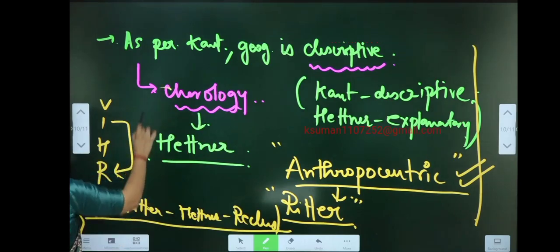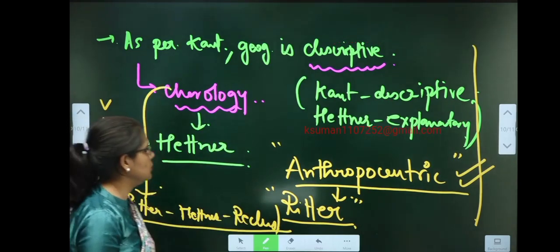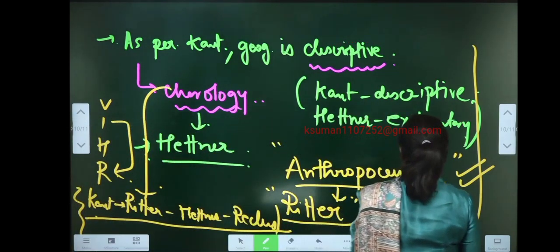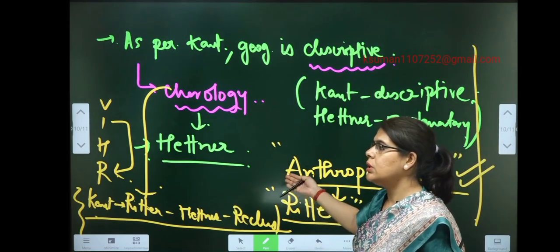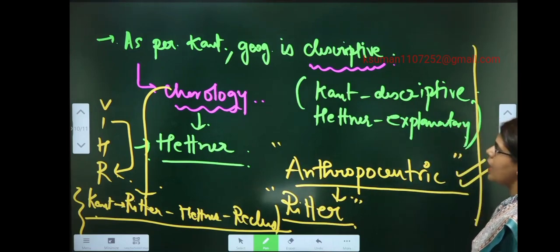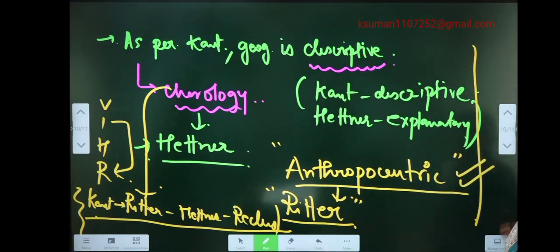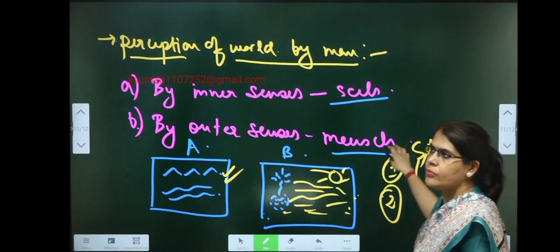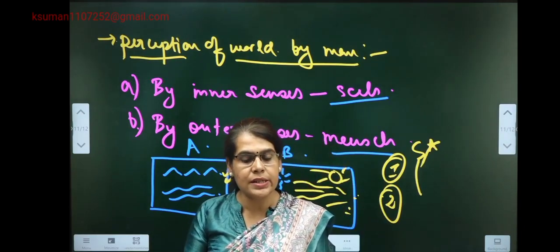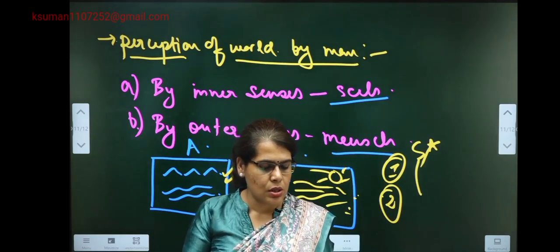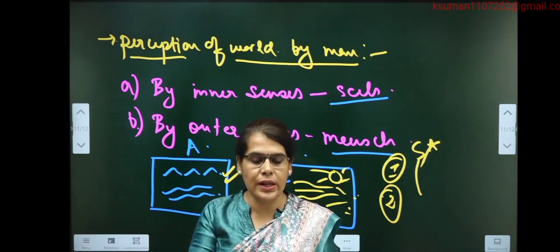This is with respect to chorology. So names of these thinkers must be included whenever there is a question around these concepts. So Kant, Ritter, Hettner and Reckless. I hope this is clear to you. Okay. So this is the discussion with respect to Varenius and Kant. I hope this is clear to you, Varenius and Kant.